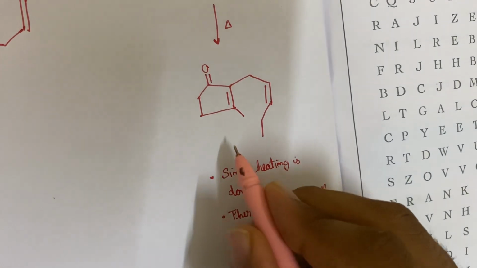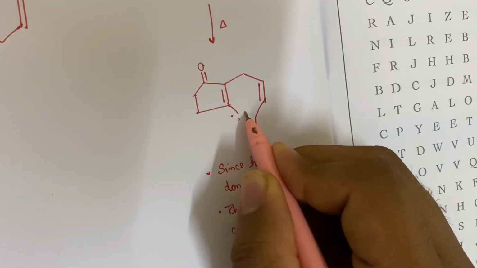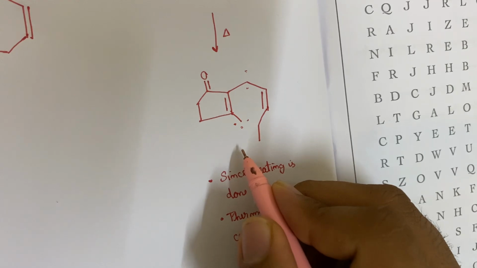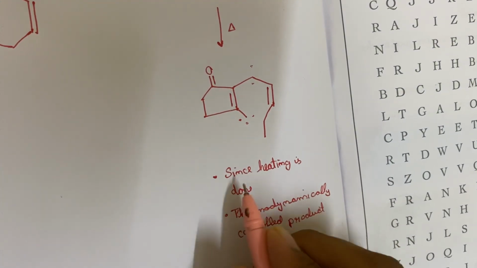In this product we have hyperconjugation: 1, 2, 3 and 1, 2. So we have a total of 5 hyperconjugating structures. So we will get the product to be this.